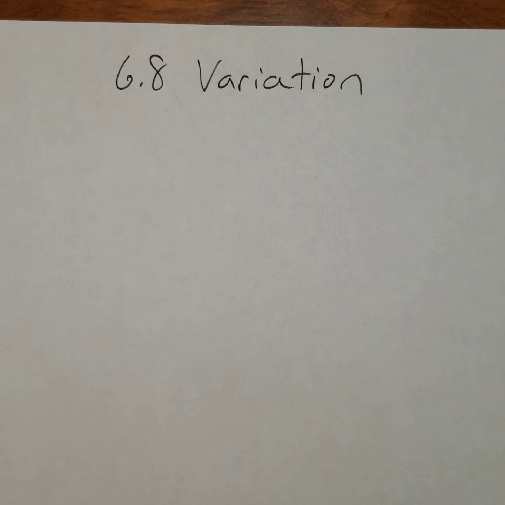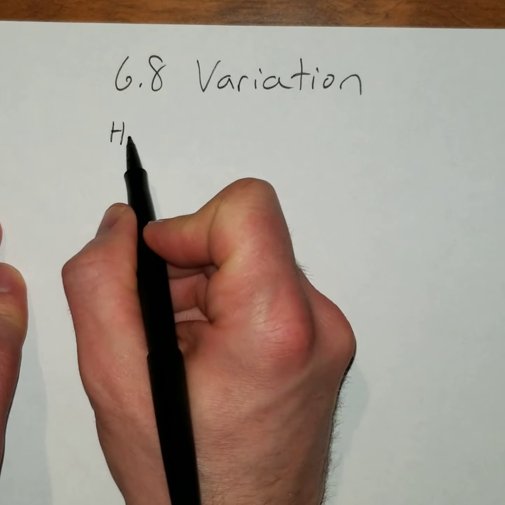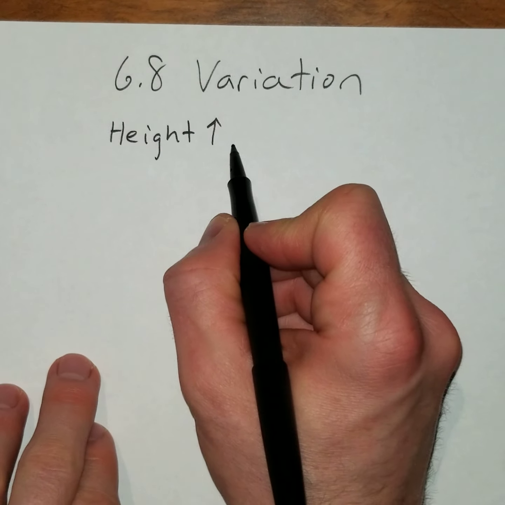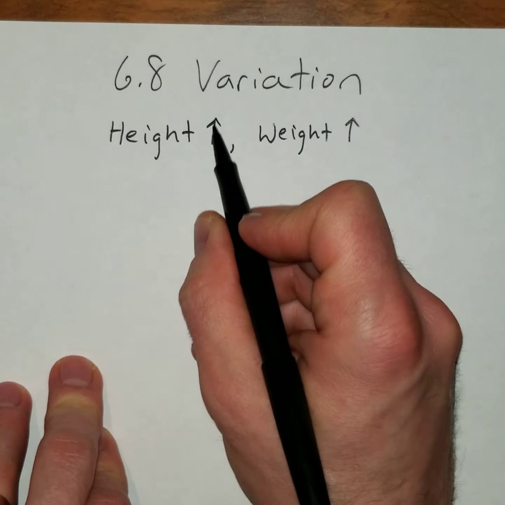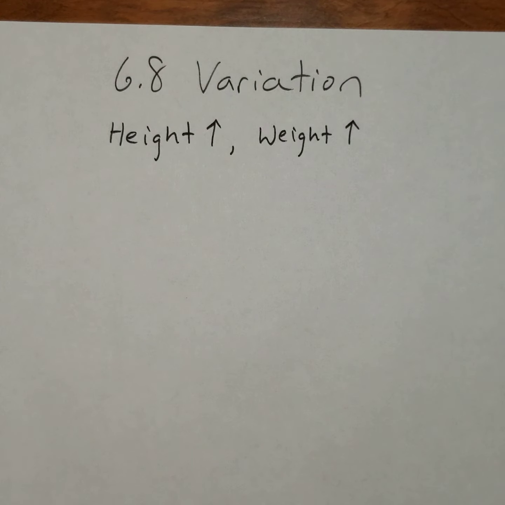Variation is this idea that in the world you have sometimes multiple quantities that change together. Some sort of correlation between them. An example might be the height versus weight of a child. As a child grows in their height, they often also weigh more. So as their height increases, their weight would increase. This is a scenario where the two values are related, and they're both changing together.